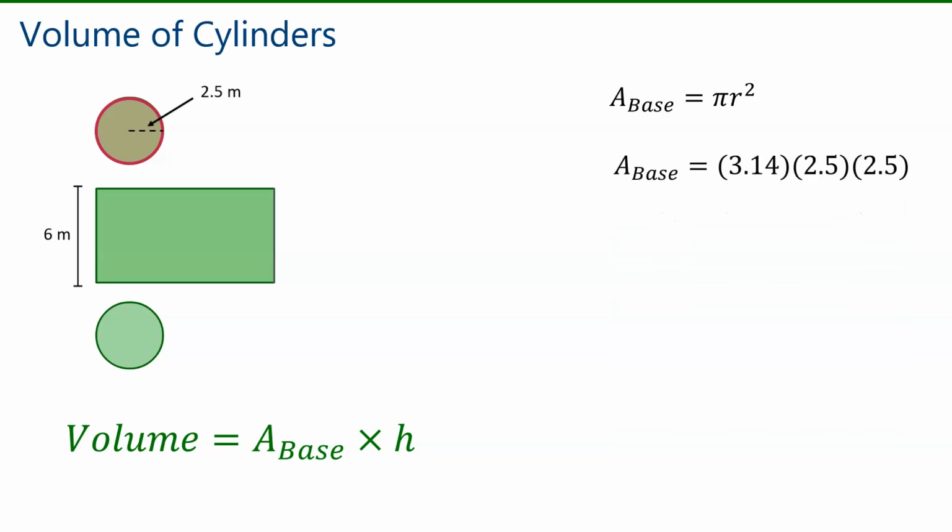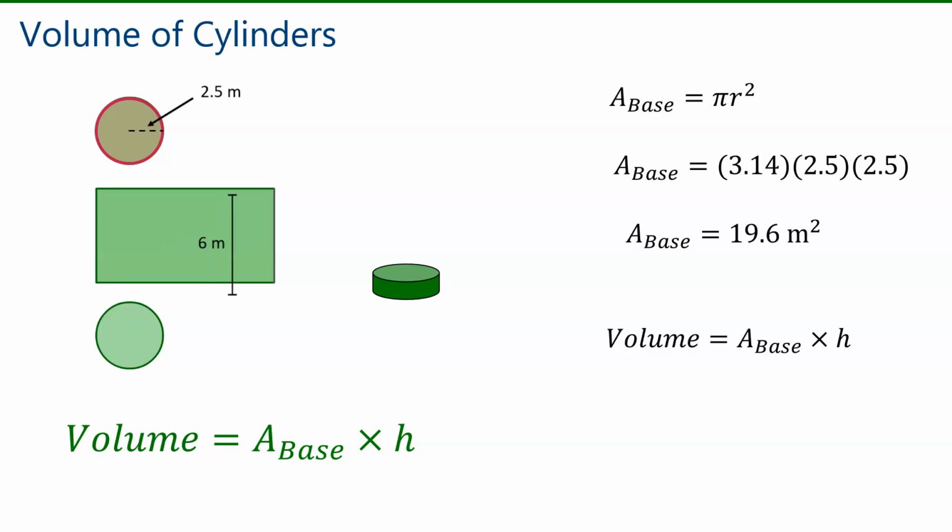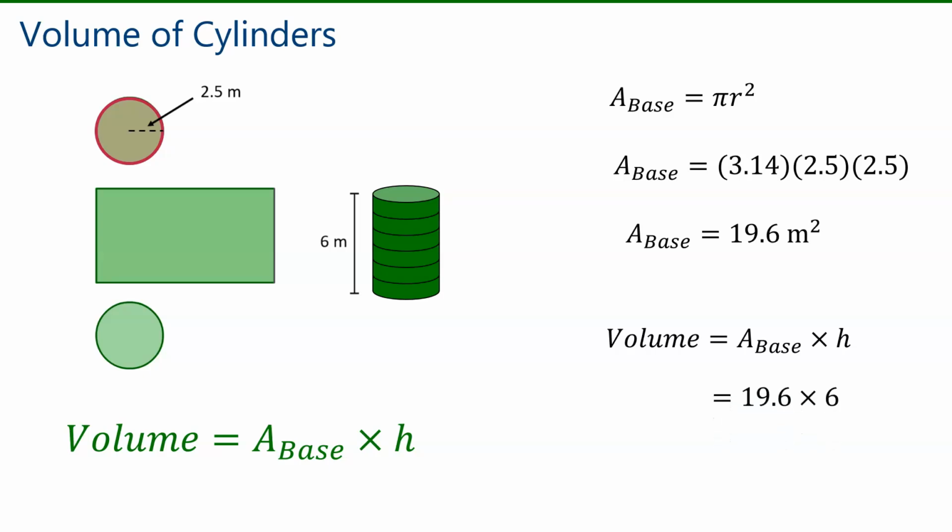So in this case, it would be 3.14 multiplied by the radius squared, which is actually the radius multiplied by itself. So we get 19.6 meters squared, because area is always in square units. Because the volume is the area of the base multiplied by the height, and the height of this figure is actually 6 meters, we can see how 6 of those circles are stacked on top of one another. So the area of the base, which is 19.6, multiplied by the height, which is 6, I get 117.6 meters cubed, because again, volume is always cubic units.